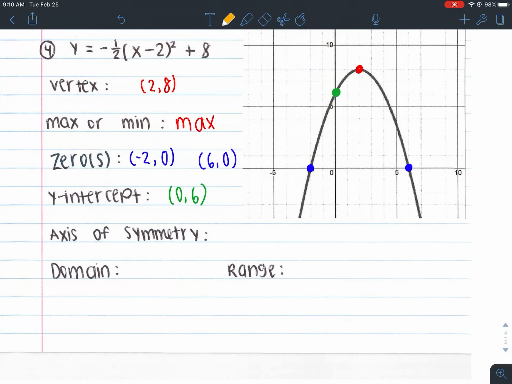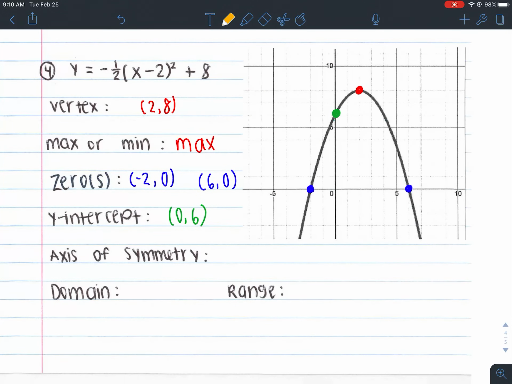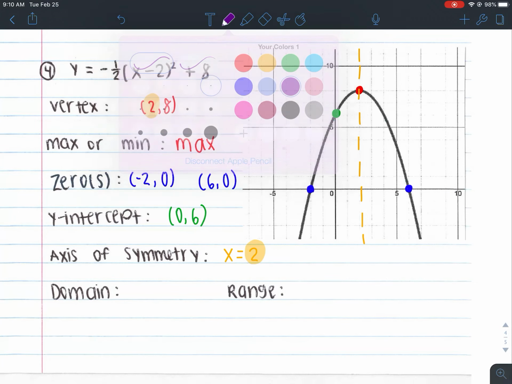Okay, the axis of symmetry, again, is the line that cuts my parabola in half, so it would be this line right here. Okay, it goes through the x-axis, so it's going to be x equals, and it goes through the x-axis at the number 2. And this number for the x is going to be the same x value as your vertex.